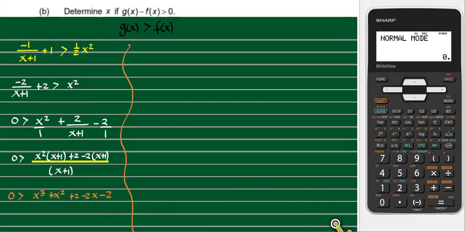And then it will be all over x plus 1. You can see that and that cancel out. And then the numerator, I've got 0 is less than x to the 3 plus x squared minus the 2 all over x plus 1. Well, I can write this sign on this side here if I want to. Here's how it's going to look like.